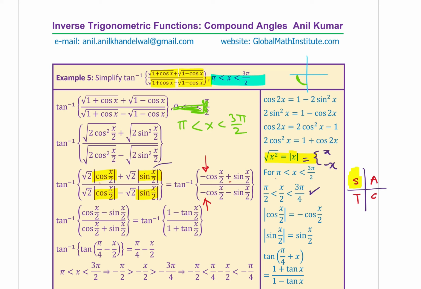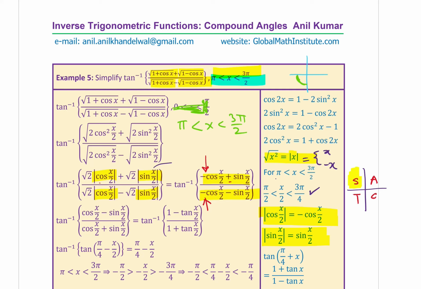So cos of x by 2 is equal to minus cos of x by 2. This is critical to understand. And sine of x by 2 is positive sine of x by 2. That gives you the result. You get the idea. So when we change the domain as it has been done here to understand its influence, we get the expression which is kind of like this.